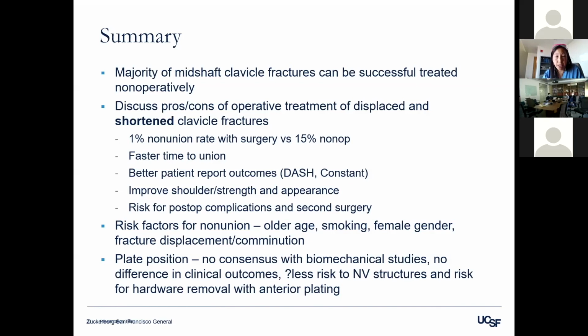So I think this slide, if you guys don't remember anything from it, is essentially a summary of the mid-shaft clavicle fracture. So 1% non-union rate with ORIF, 15% non-union rate with non-op, faster time to union with surgery, better outcomes at most time points, improved shoulder appearance and strength. However, again, balanced with the risk of postoperative complications and the potential need for secondary procedures.